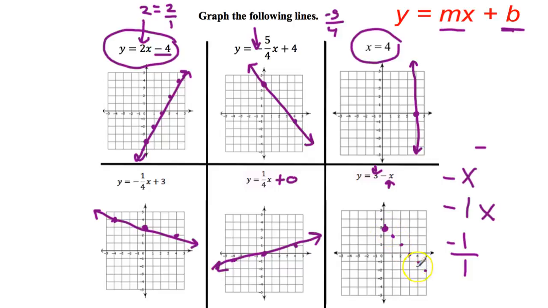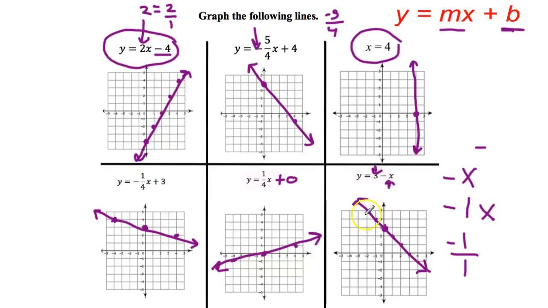I can also do the opposite, right? You can kind of see these dots going up. I can go up 1 to the left 1. Up 1 to the left 1. I put as many dots as possible, and then I connect them with a line. Boom. Done.